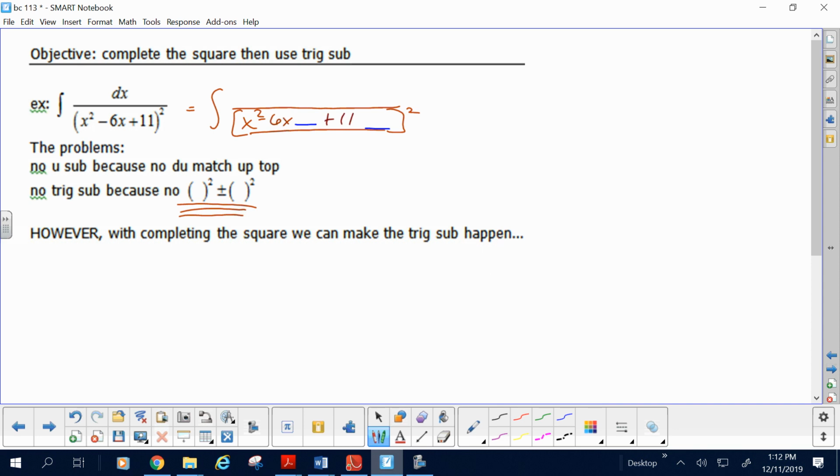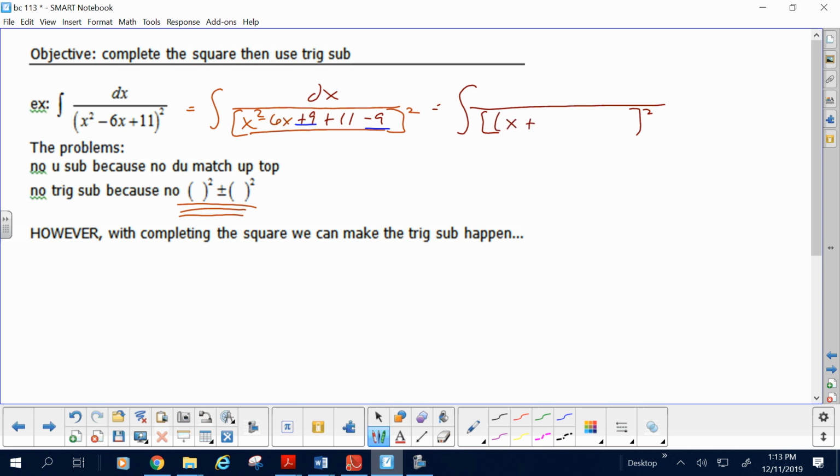And push 11 off to the side. Yay? You follow? Okay, so what goes in that space? 9, and balance with a negative 9. What does the base of the square, what does the inside of that square look like? It's down.